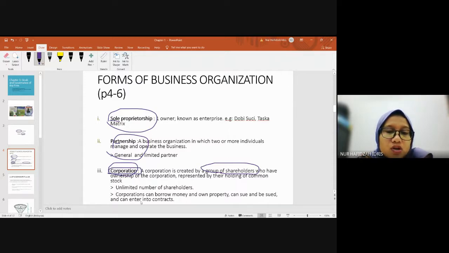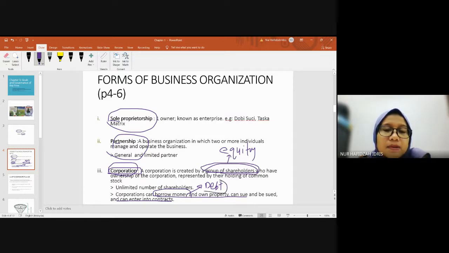Okay. So the corporation can borrow money and own property, can sue and be sued, and can enter into the contract. So this is we're talking about corporation. When we talk about the group of shareholders, shareholder ni, this is in terms of the company equity. Okay, and then borrow money. This is about financing through debt. Okay, so for the corporation, it comprises the debt and equity. How the company will manage, banyak mana company nak pakai debt, banyak mana company nak pakai equity.